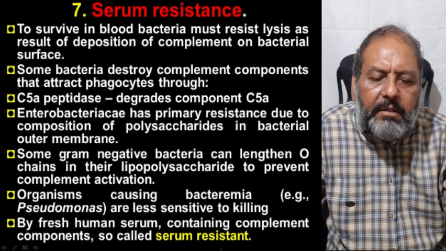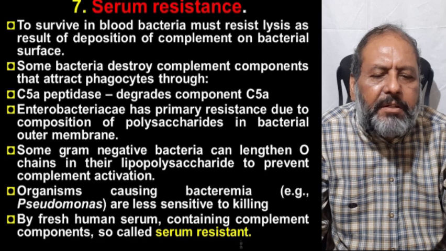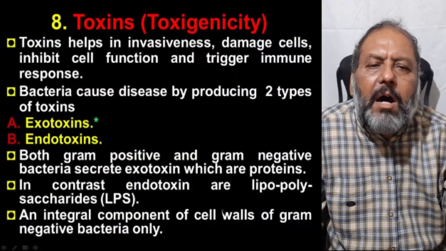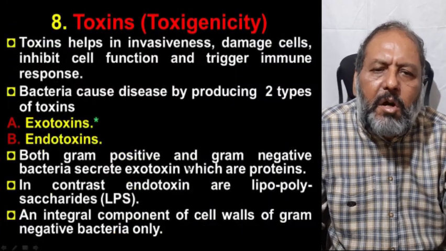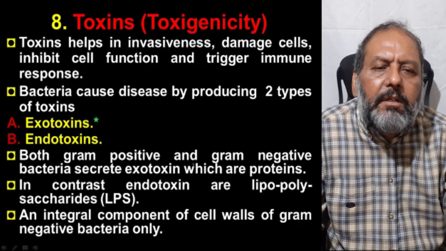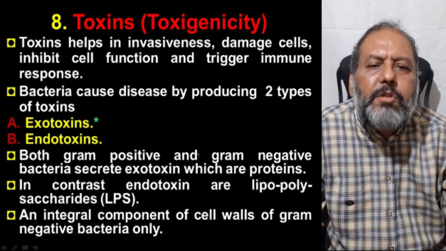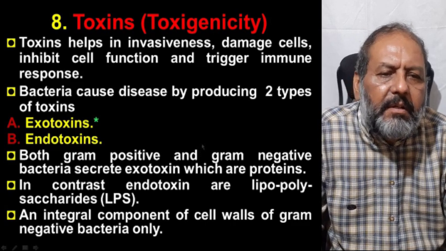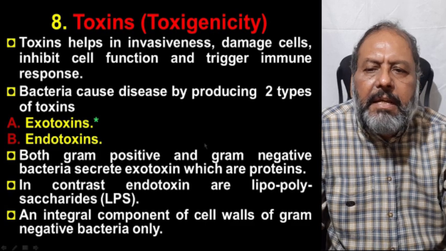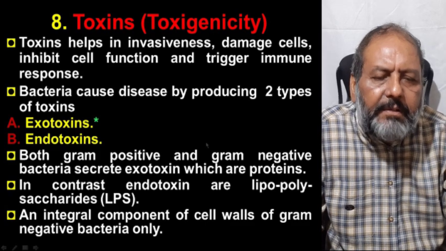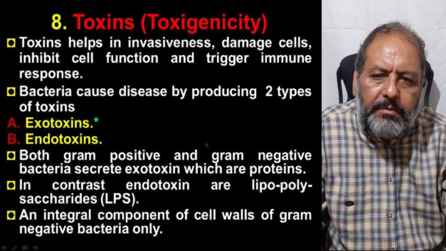So these are called serum resistant bacteria. Now the eighth is toxin, and it is toxigenicity. Toxins help invasiveness, damage cells, inhibit cell function, and trigger immune response.